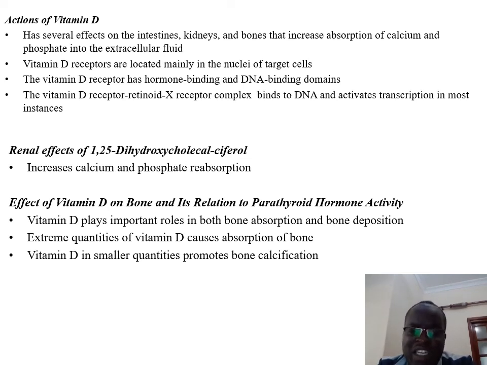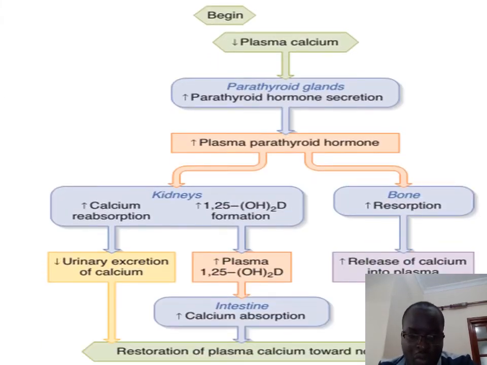But vitamin D in smaller quantities is going to promote bone calcification. If you have vitamin D in smaller quantities, that will encourage mineralization of the bone. So it has both functions, which antagonize each other, but you just need to know that this is affected by the concentration of the active form of vitamin D. With an excessive amount of vitamin D, you have more bone resorption or digestion. If you have a lesser amount of vitamin D, then you are going to have mineralization of the bone to give you strong bones. That's why you need vitamin D.